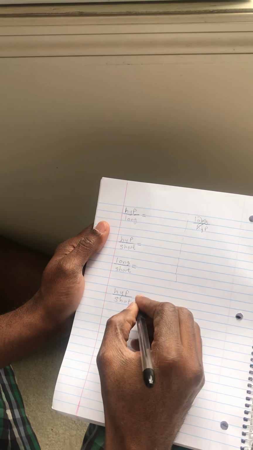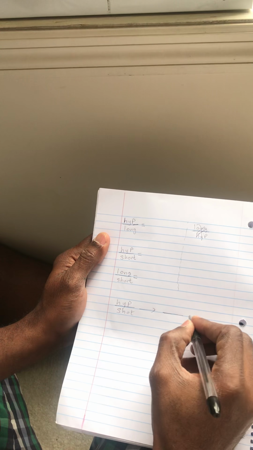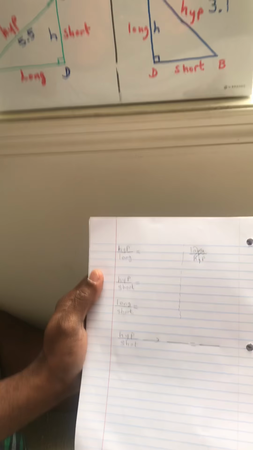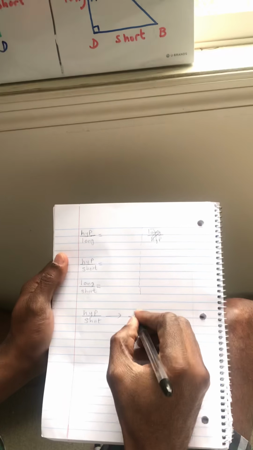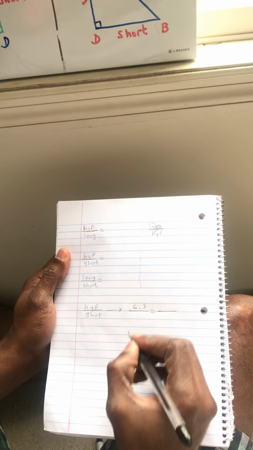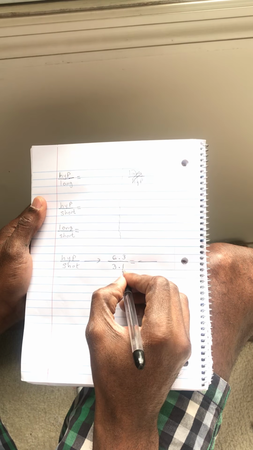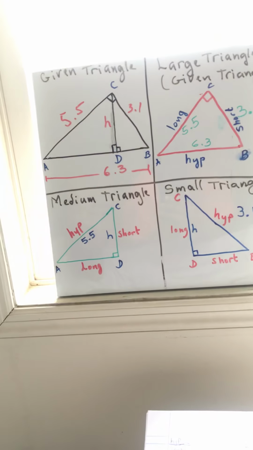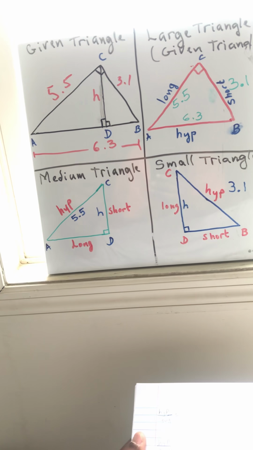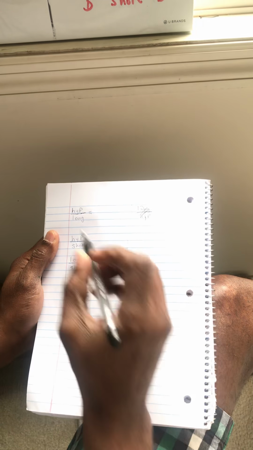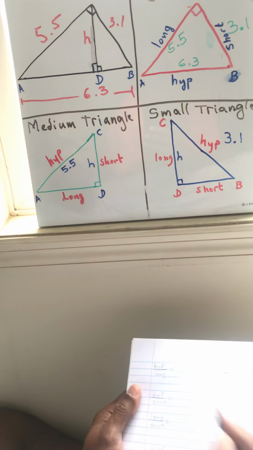If I'm doing hypotenuse over short, I'm going to set up two ratios. When I set up my ratios, what is the hypotenuse in that triangle? 6.3. What is the short side in that triangle? 3.1. Now I go in the other triangle that I'm using. What is the hypotenuse in that triangle? 5.5. And what is the short side in this one? H.